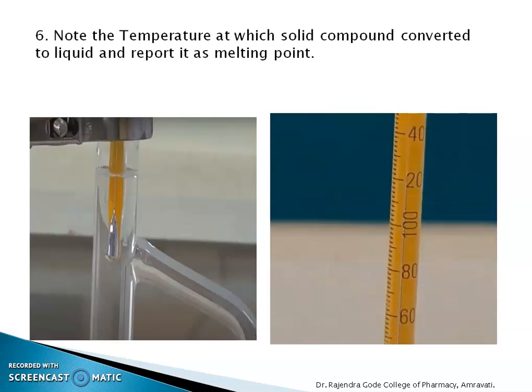Also check the temperature at which that substance melts. The temperature is shown by the thermometer, which we have to record. The melting point of benzoic acid is shown in this figure as 122 degrees Celsius.